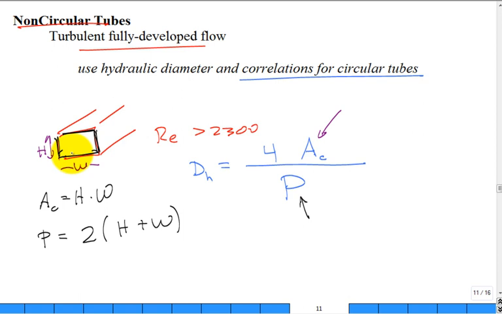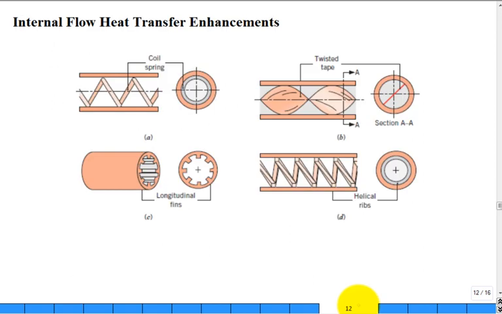So you calculate the hydraulic diameter. Use that to calculate the Reynolds number. Check if you're turbulent or not. If you're laminar, go to the other table. If you're turbulent, go out and use Dittus-Boelter. A lot of times in these systems, they'll have some sort of treatment on the inner surface or even outer surface, but here we're talking about internal flow inside.